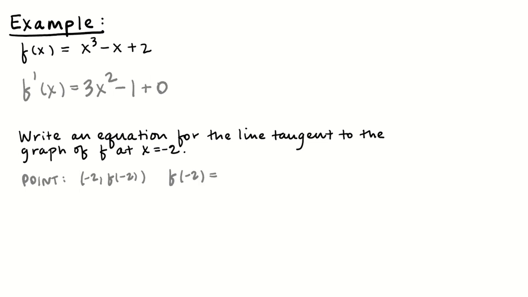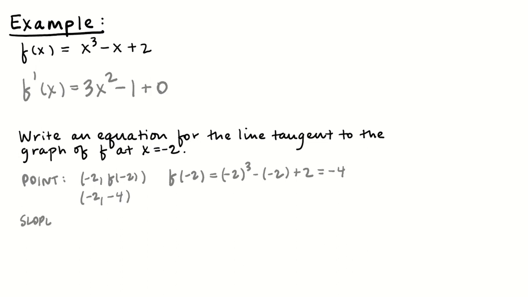And it's been a few days since I've delivered this lesson, so it's negative 2 to the 3, which is negative 8, minus negative 2 plus 2. So I'm adding 4 to negative 8, and that's negative 4. Yeah, that seems familiar. So my point is going to be negative 2 and negative 4.